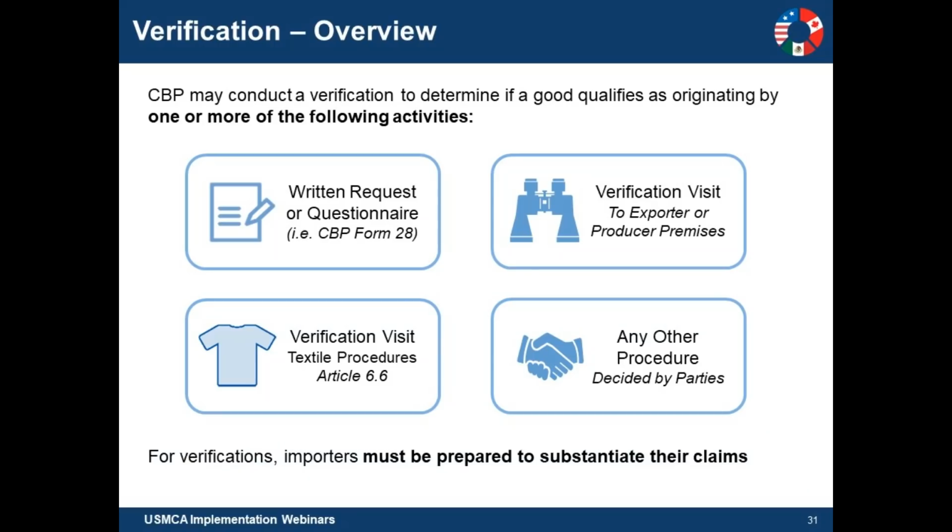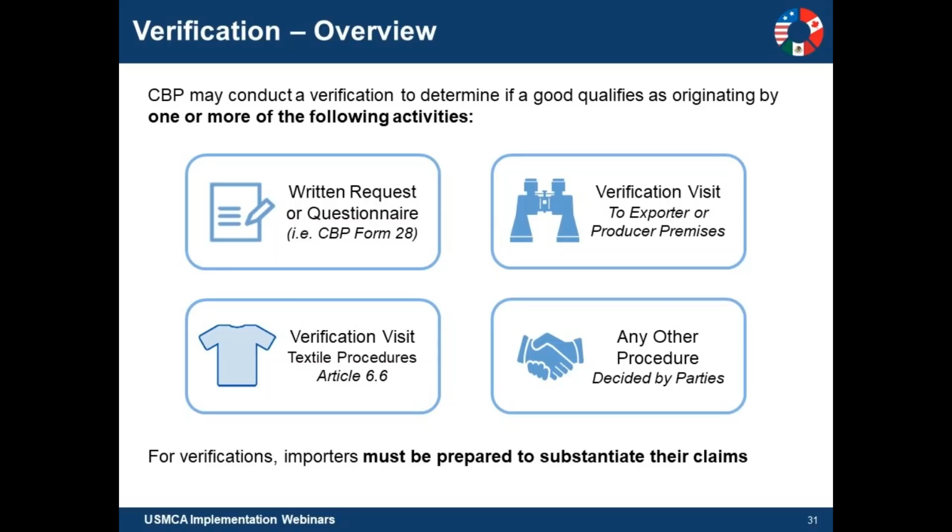CBP may conduct a verification to determine whether a good qualifies as originating by one or more of the following: a written request or questionnaire, such as a CBP Form 28, Request for Information, seeking information, including documents, from the importer, exporter, or producer of the good; a verification visit to the premises of an exporter or producer of a good in order to request information, including documents, and observe the production process and related facilities. This type of verification may be conducted on any type of merchandise and has some of the same required procedures that we saw in NAFTA.